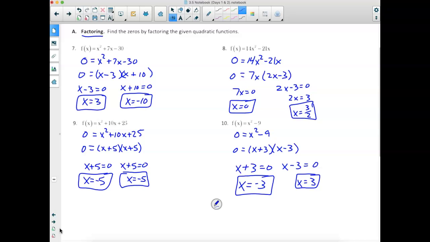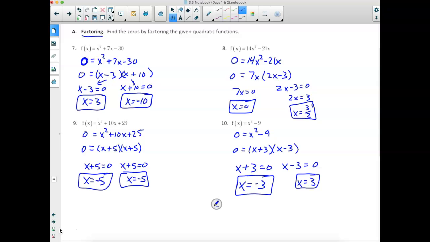Well, before we can solve an equation, we have to have it set equal to 0. That's why that's the first step I did. Then what I do is I factor x squared plus 7x minus 30. Well, that factors to x minus 3 times x plus 10. I take each factor using the zero product property, just like we did earlier, and I set those factors equal to 0, solve, and in number 7, I get x equals 3 and x equals negative 10. They are both solutions to that equation.